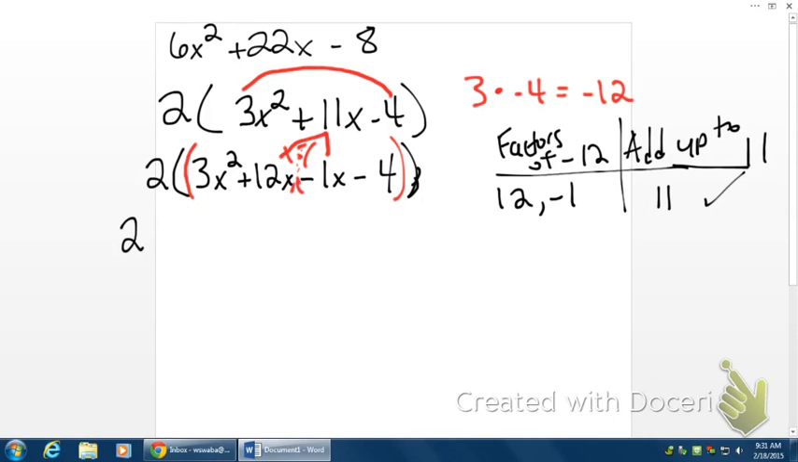So I could factor out a 3x. What's going to be left if I factor out a 3x from these two terms? Well, I'm going to have an x left here. And then from this 12x, what am I going to have left? Oh, just a plus 4.